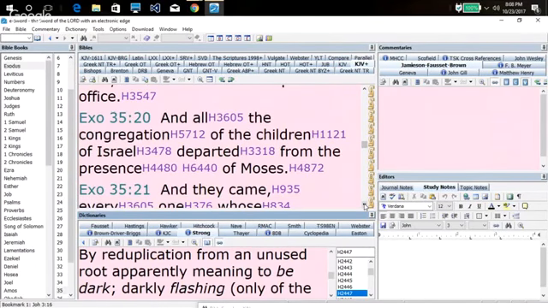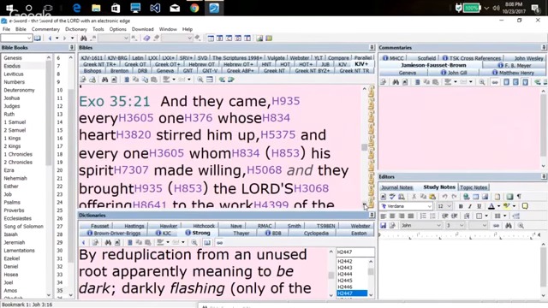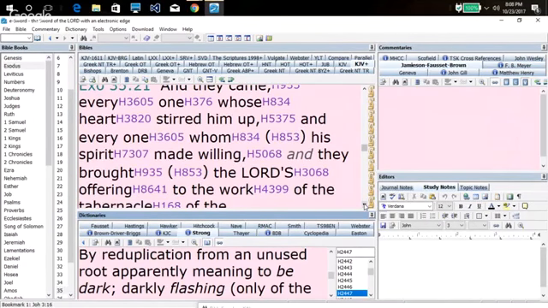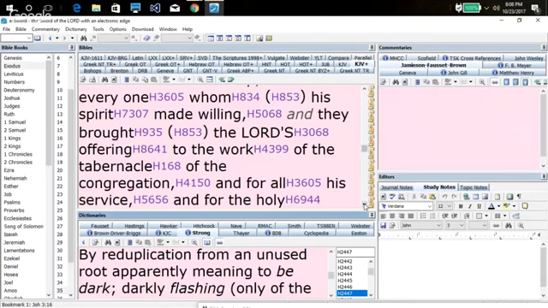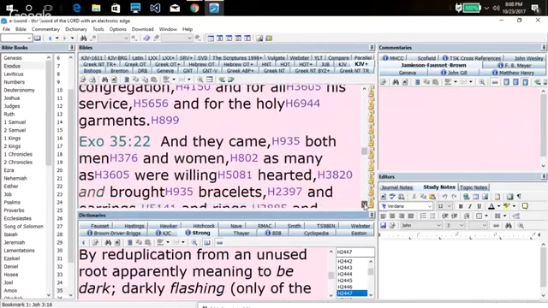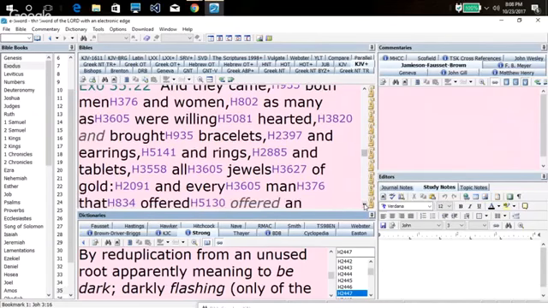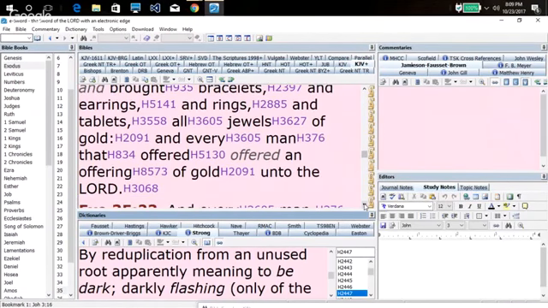Verse 20 goes into all the congregation of Israel departed from the presence of Moses. All right, and they came, everyone whose heart stirred him up, and everyone whom his spirit made willing, and they brought the Lord's offering to the work of the tabernacle of the congregation, and all of his service, and for the holy garments, right? So these are the holy garments that we about to get into. And they came, both men and women, as many as were willing hearted, and brought bracelets, earrings, rings, tablets, jewels of gold. Every man that offered an offering of gold unto the Lord.